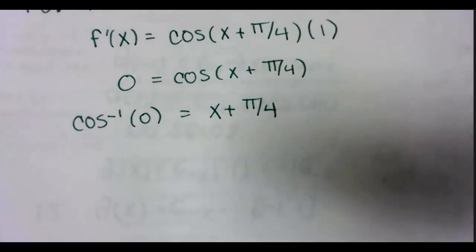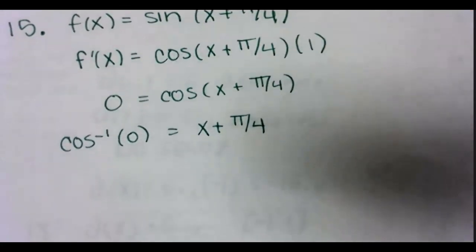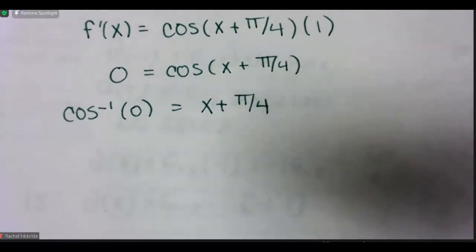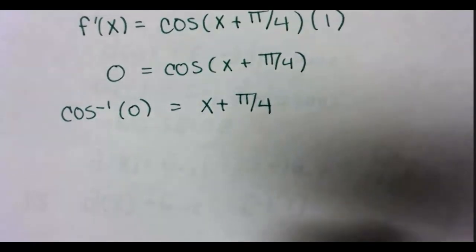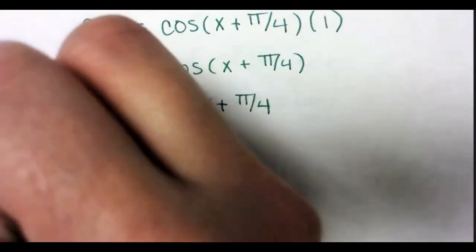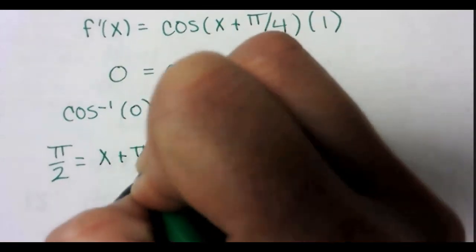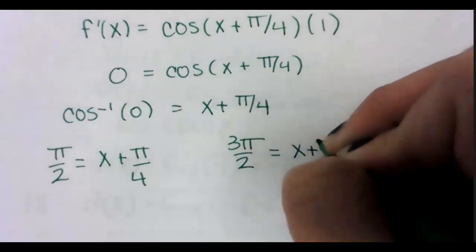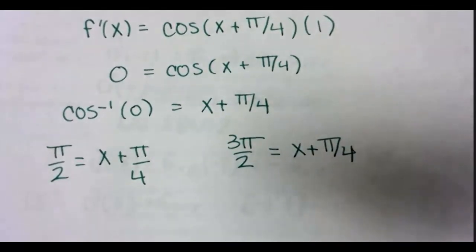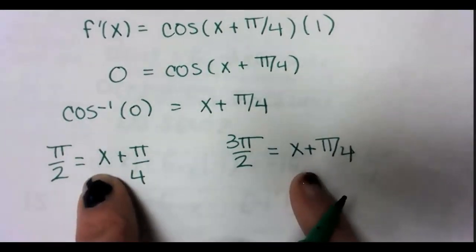So then the question is, okay, when does the cosine equal 0 as a unit circle value? At what unit circle values is the cosine 0? So cosine is x. So x is 0 at 2 points. It's 0 at pi halves. Exactly. And 3 pi halves. So then I have to replace the inverse cosine with my trig values and solve for x.